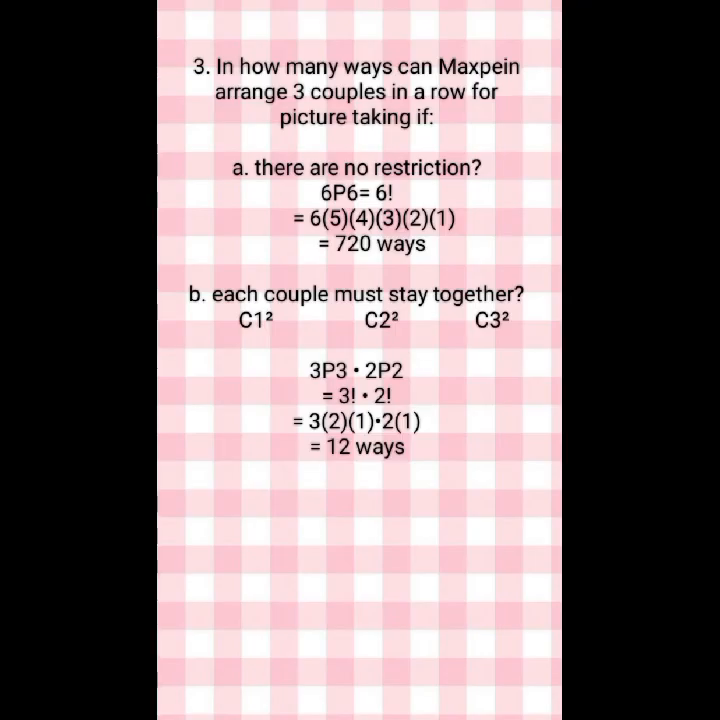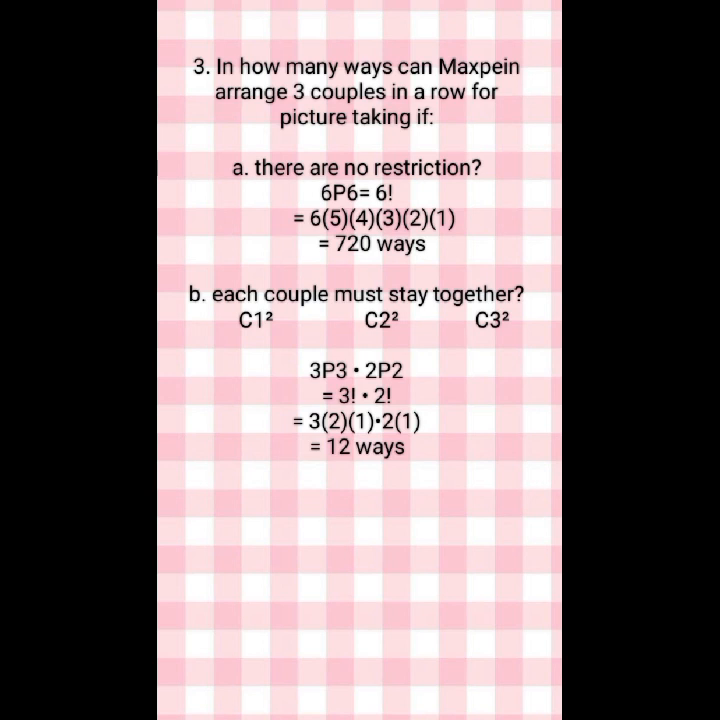So for the last situational problem, we have: in how many ways can Max Payne arrange 3 couples in a row for picture taking if A, there are no restrictions, B, each couple must stay together. So now 3 couples means there are 6 persons involved. Since there are no restrictions, we are going to use P of 6 persons taken 6. All of them are included, so that is equal to 6 factorial.